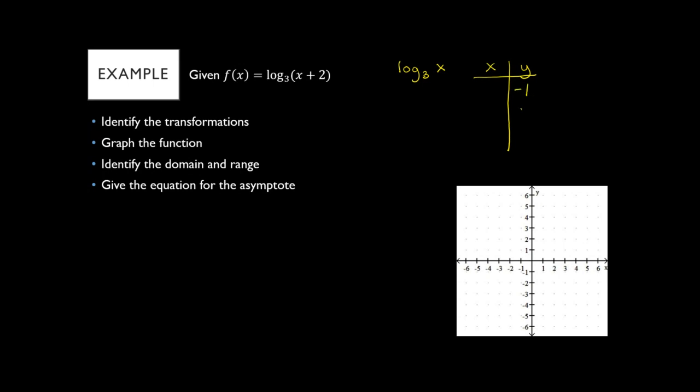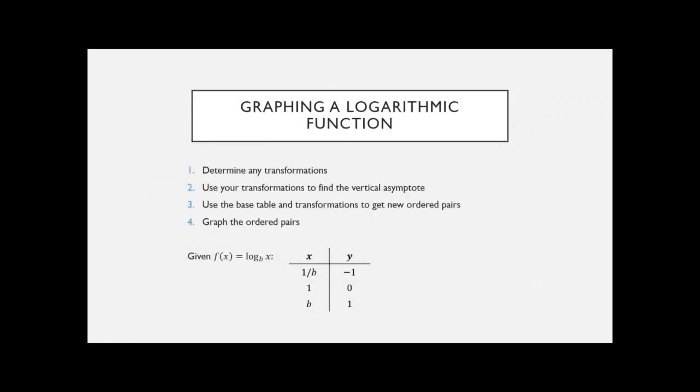So the way that I fill in the table, our table always has y values of -1, 0, and 1, and then we have to figure out what are the x values that go with that. So I'm going to go back to my table here. For a y value of -1, x is 1 over b. And then for a y value of 1, x is b. And then we always have the ordered pair 1, 0 every time. So that's really nice.